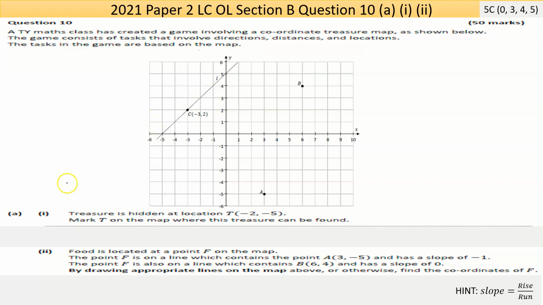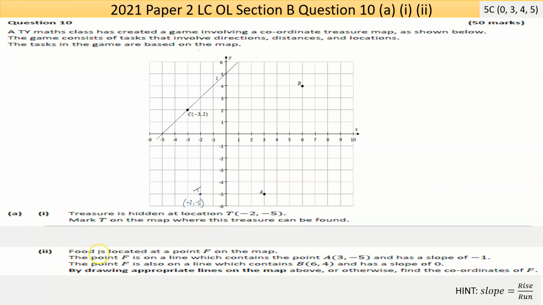Okay, anyway. Part 1 says the treasure is hidden at location (-2, -5). Okay, (-2, -5), that's down here. So I'm just going to mark that. That's T. Oh, that's what the question's asking. Sorry, I should read the question before I do anything. Mark T on the map where this treasure can be found. So I put the big mark and I've labeled the T. If I wanted to go overkill, I could put in (-2, -5), although it does say mark T, it doesn't say put the coordinates. It would say label if they wanted it.